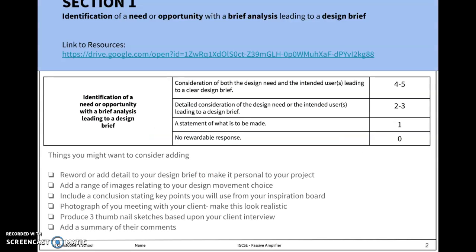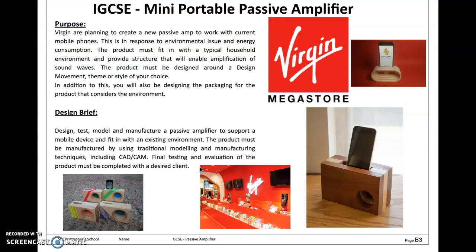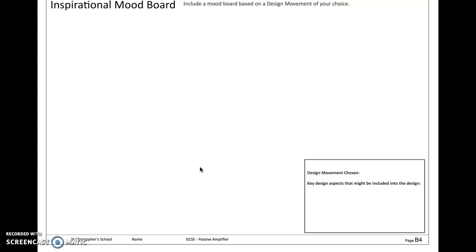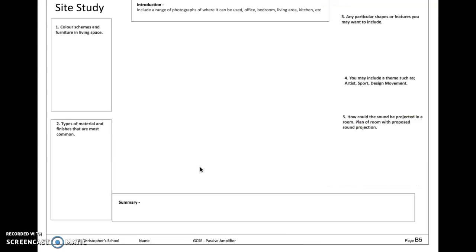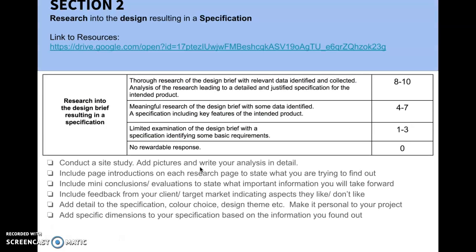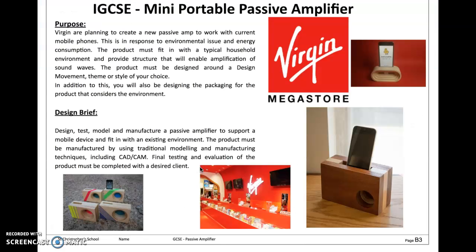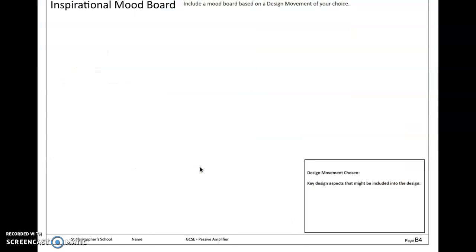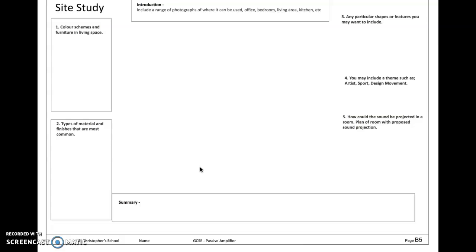You can see there I've just moved on to section 1, which was the identification of a need or opportunity with a brief analysis leading to a design brief. And that was broken into a series of tasks. So there the criteria is, and you have a link to the resources. You've got your purpose and design brief, your inspiration mood board task, and your site study task. Now all of that work for section 1 was due to be completed in lesson time before the half term, so that all should be completed now.